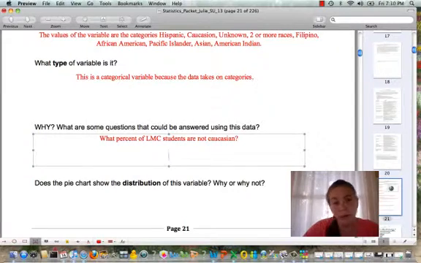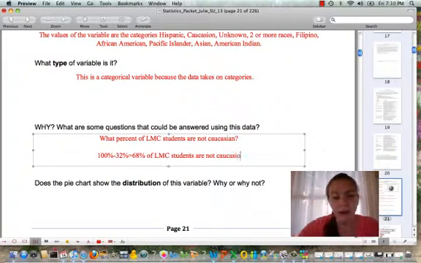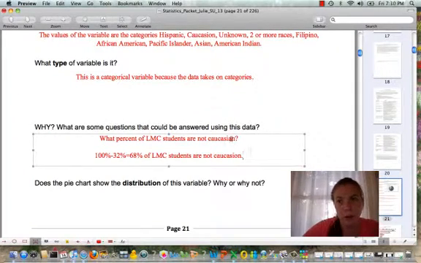And then we could even type out the solution. We know there's 100% total contained in the pie chart, and if we say 100% minus 32%, that would leave us with 68% of LMC students are not Caucasian. So a majority of LMC students are not Caucasian. Maybe did I spell this right? No, it looks like I need to fix my spelling.